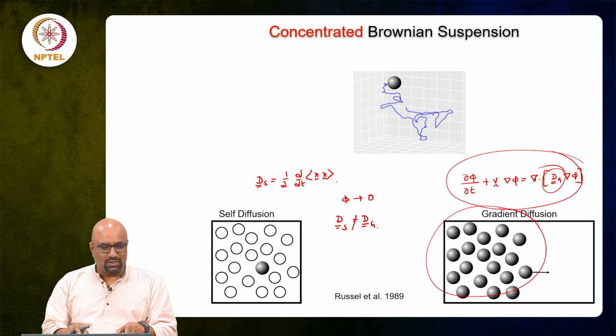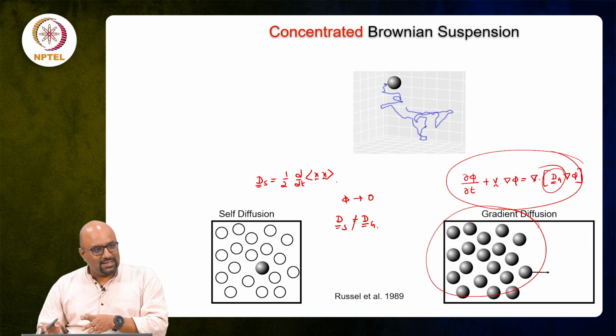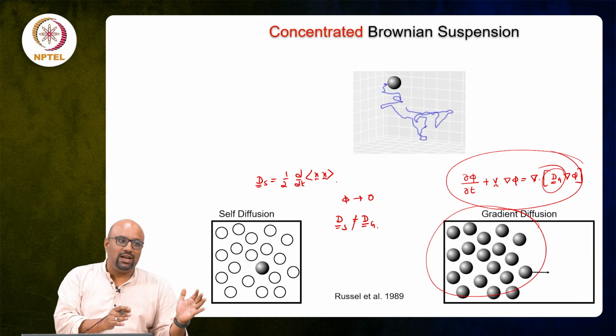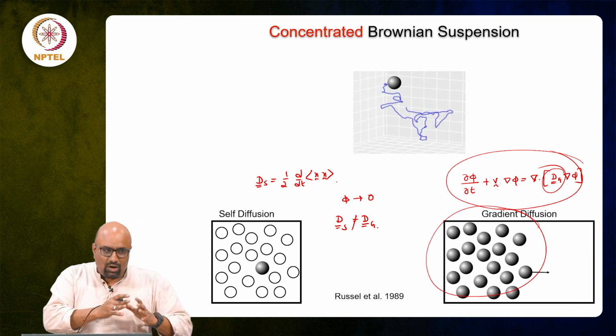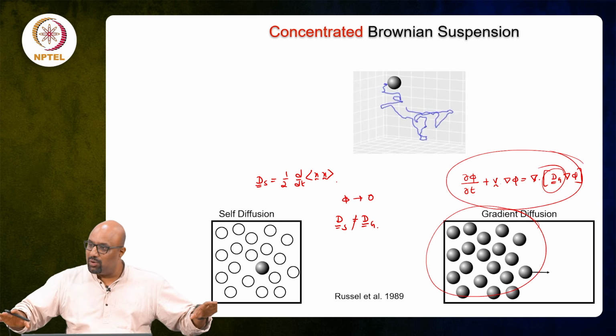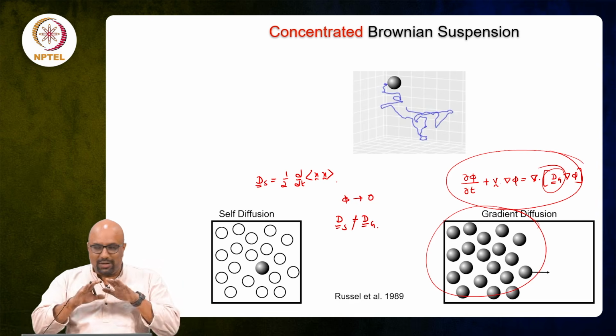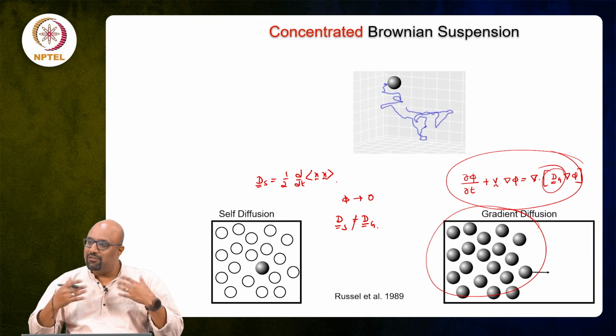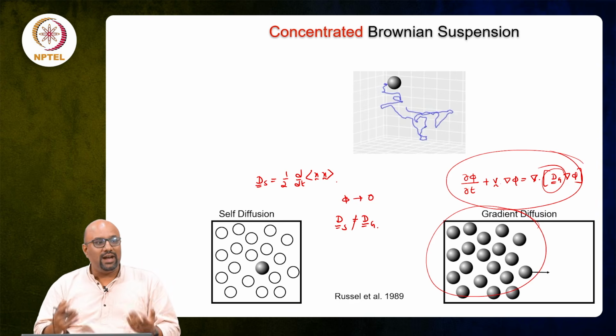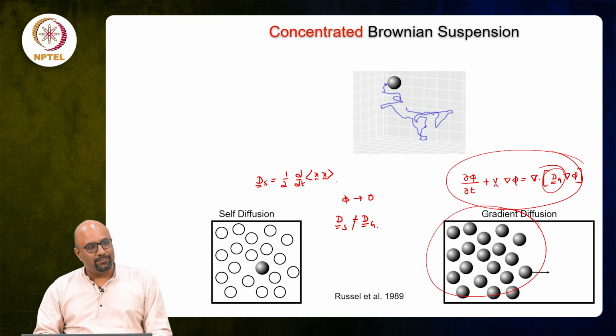So, you see the two pictures are very different. On the left, when you are talking about self diffusion, yes, it is interacting, but it is interacting and trying to break away from a cage. Whereas on the right side, when you are talking about the gradient diffusion, you have created an inhomogeneity in the concentration field, and that concentration field is spreading out, and that spreading out is driven by the amount of gradient diffusivity that you have in the problem.